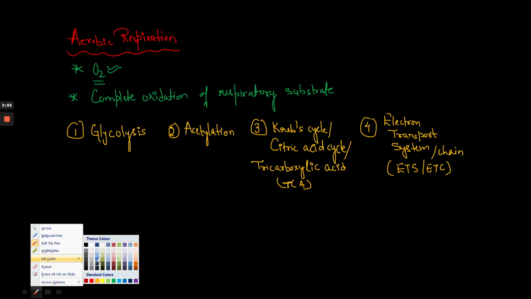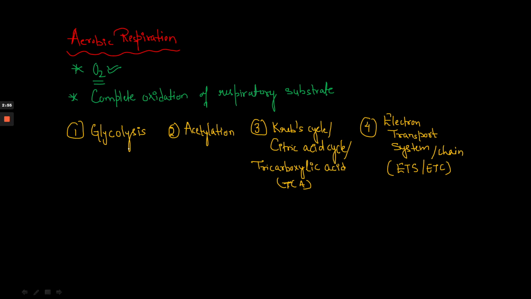One thing, please remember that since this acetylation reaction is coming in between glycolysis and Krebs cycle, it is considered as a link between glycolysis and Krebs cycle. So this process is also known as link reaction, just because it is linking the glycolysis process to Krebs cycle. So acetylation is also known as link reaction.